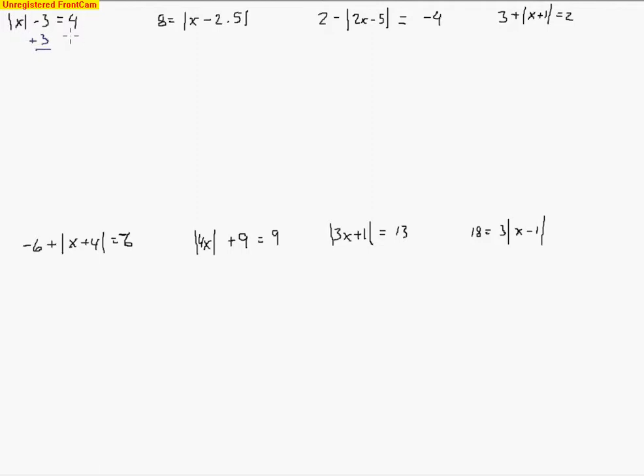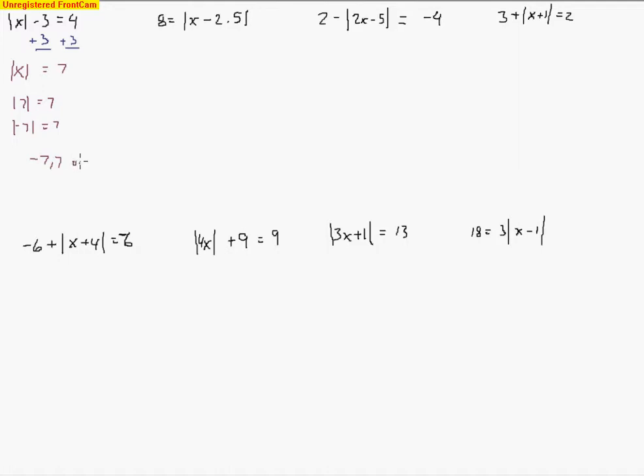So here I'm going to add 3 to all sides. And so when I do that, I'm left with the absolute value of x equals 7. So now there's two numbers that can go in for x to equal 7. You see, if I took the absolute value of 7, that would equal 7. And I can also take the absolute value of negative 7 to equal positive 7. So that means we have two answers. We say the answer is negative 7 and positive 7.